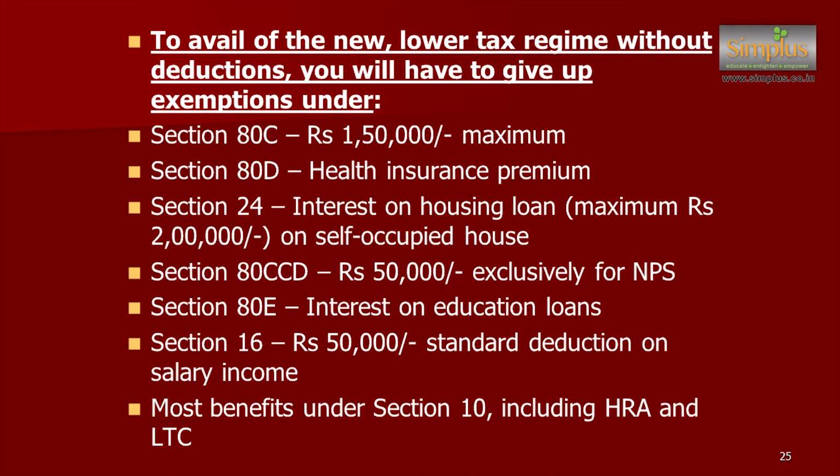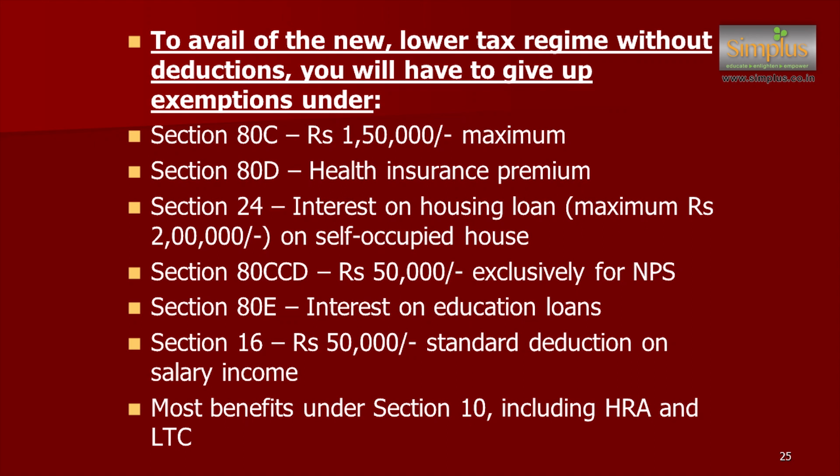Now, to avail of the new lower tax regime without deductions, you will have to give up certain exemptions. Let's have a quick look at some of the main exemptions you will have to give up. The one that people are most familiar with, Section 80C up to 1.5 lakhs, Section 80D, which can be up to 25,000 rupees if you are not a senior citizen, and if you're looking after a senior citizen or you are a senior citizen, it can go right up to 50,000 rupees of premium. That makes a difference. The largest exemption of 2 lakhs given on finance for a self-occupied house, housing finance.